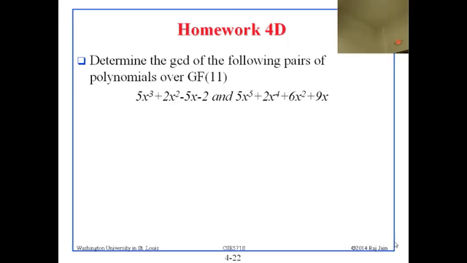So it says that x is 5x^5 plus 2x^4 plus 6x^2 plus 9x. Divide by 5x^3 plus 2x^2 minus 5x minus 2. All right, so what should I write here first? Anybody? x^2.